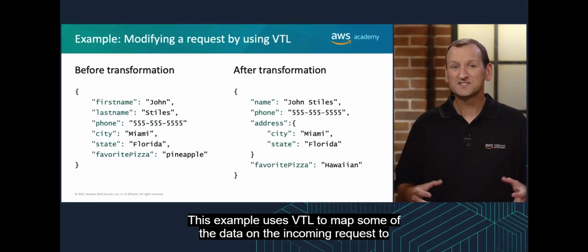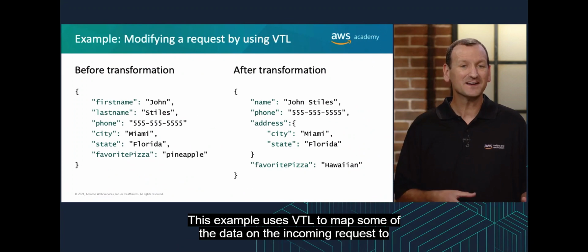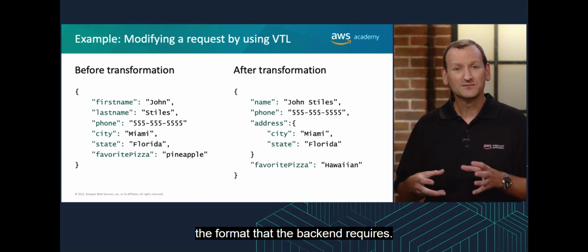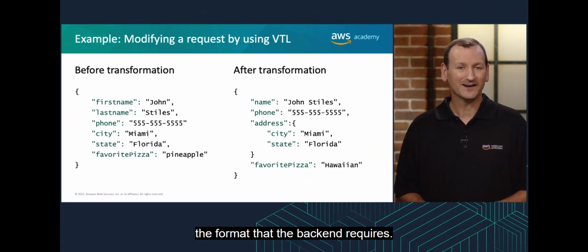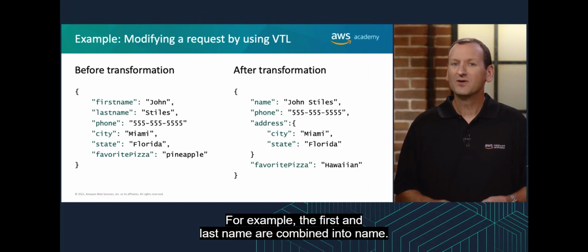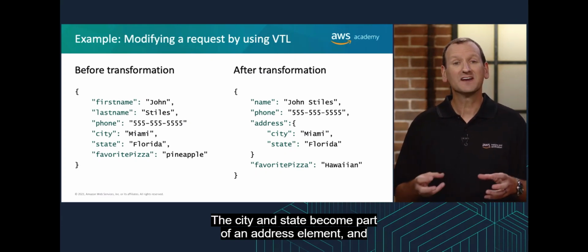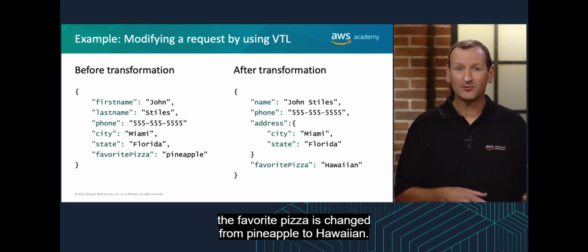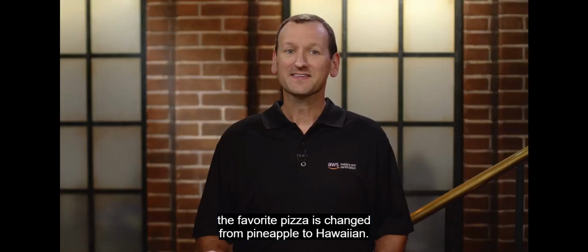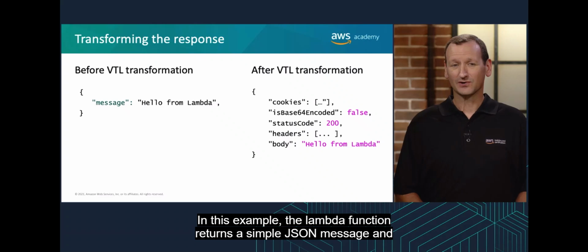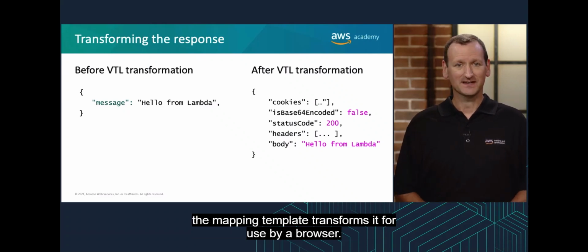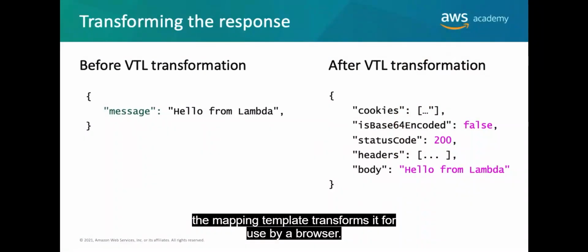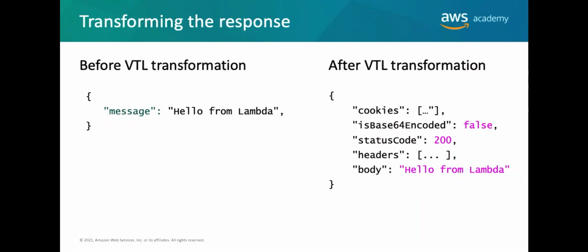This example uses VTL to map some of the data on the incoming request to the format that the backend requires. For example, the first and last name are combined into name, the city and state become part of an address element, and the favorite pizza is changed from pineapple to Hawaiian. In this example, the Lambda function returns a simple JSON message, and the mapping template transforms it for use by a browser.